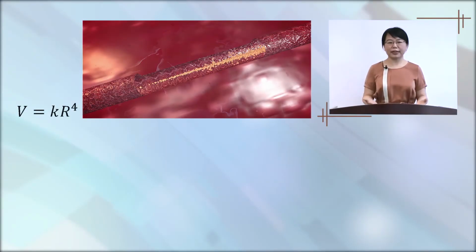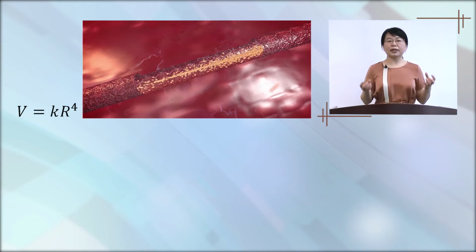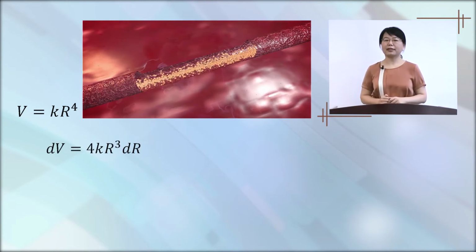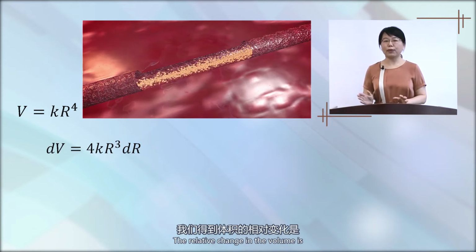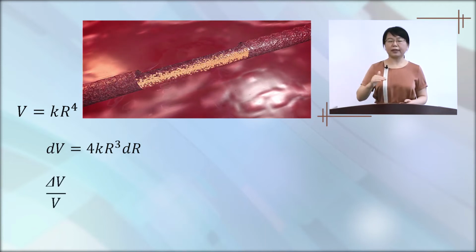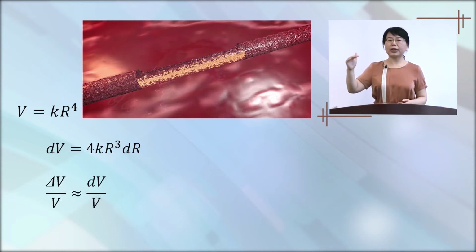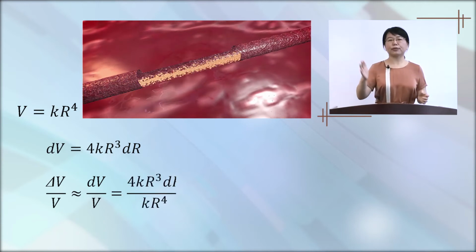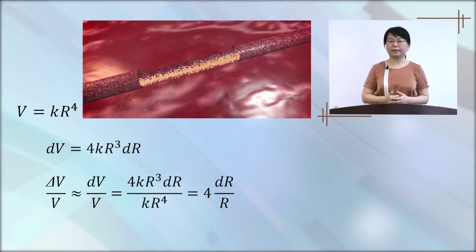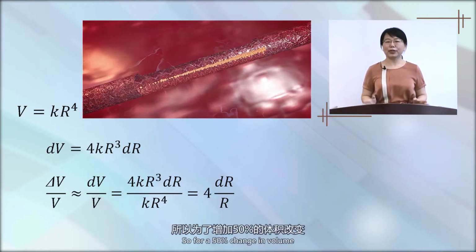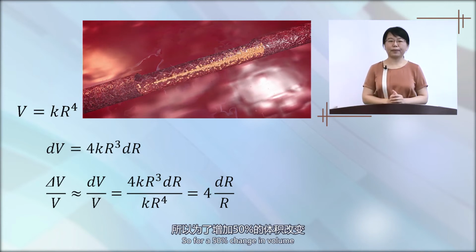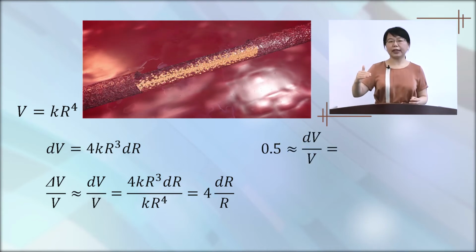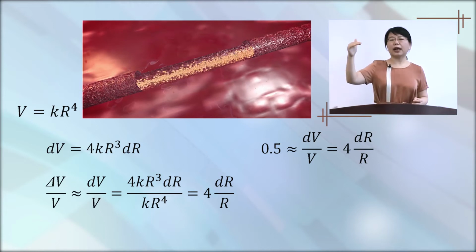Let's solve the problem together. First, let's find the differentials. So, the differential of V is equal to 4kr cubed dr. And the relative change in the volume is delta V over V, and it's approximately equal to dV over V. So we plug in dV, then we will find it's equal to 4 times dr over r. So for a 50% change in volume, we know 50% is approximately equal to dV over V, and is equal to 4 times dr over r.